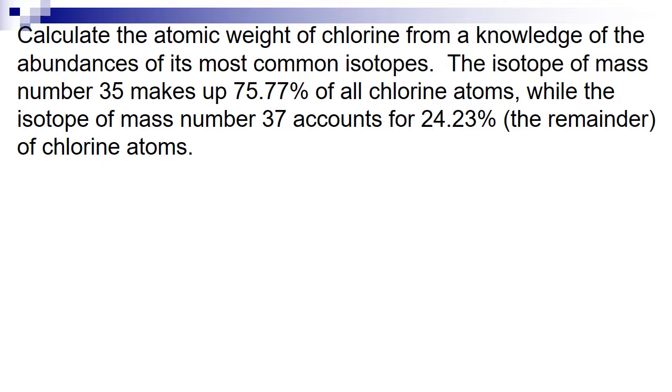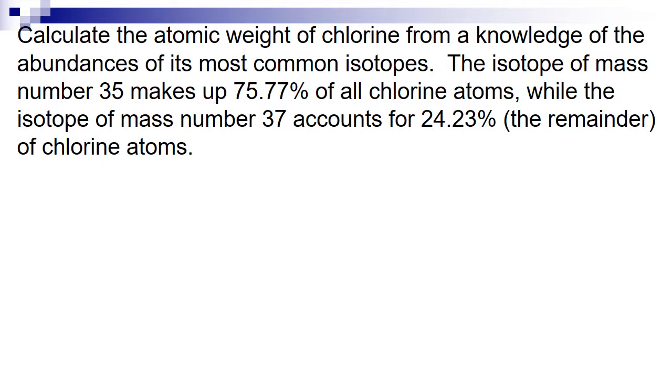Okay, so here's one where we're going to look at what's called the average atomic weight of an element. It says calculate the atomic weight of chlorine from a knowledge of the abundances, so it means that they're in different amounts, of its most common isotopes. The isotope of mass number 35 makes up 75.77% of all chlorine atoms, while the isotope of mass number 37 accounts for 24.23%, the remainder of chlorine atoms.